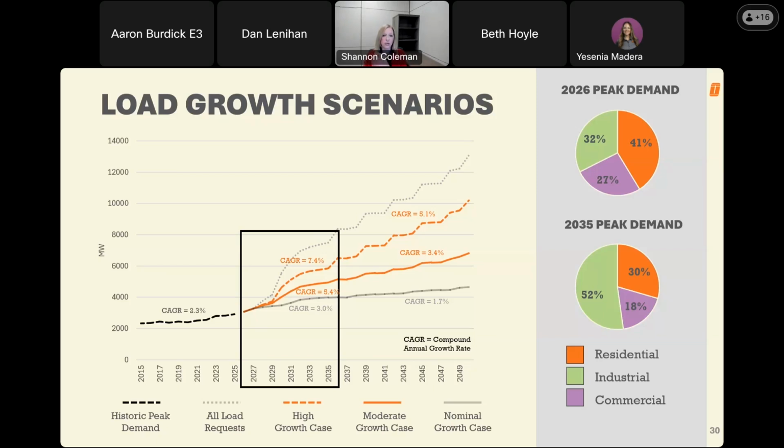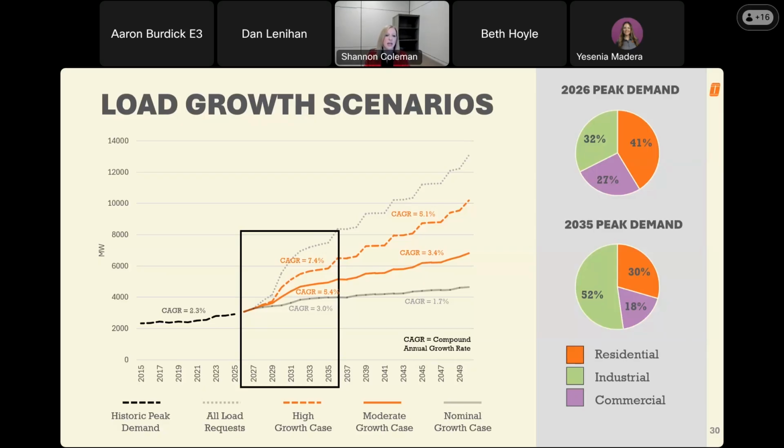Now, looking at the future lines, the bottom line in solid gray is the nominal load case. This represents the case where we receive only minimal new load requests and only the current requests with the highest confidence actually move forward to project completion. The nominal growth case grows at a rate of 3% over the next 10 years and 1.7% in the last 15 years of the ISP horizon.